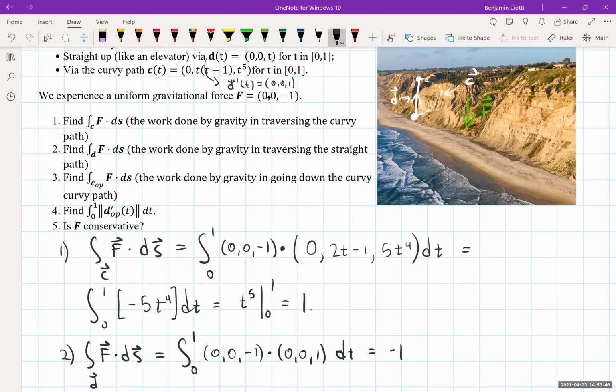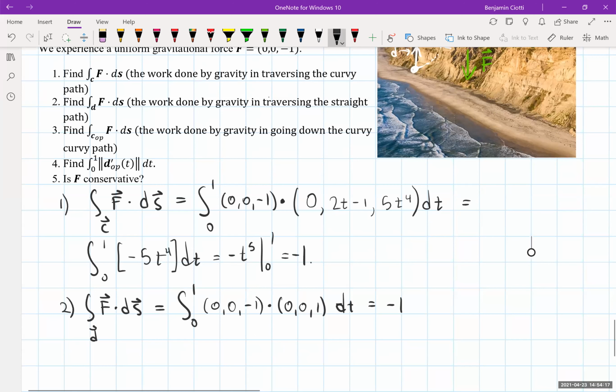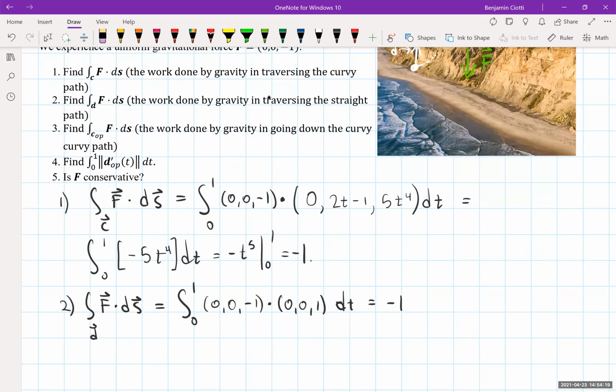This just ends up being negative. Oh, wait, I lost a minus sign here. Sorry about that. There's a minus sign right there. Minus sign should be there, minus sign should be there. So I get the same answer via this second path.